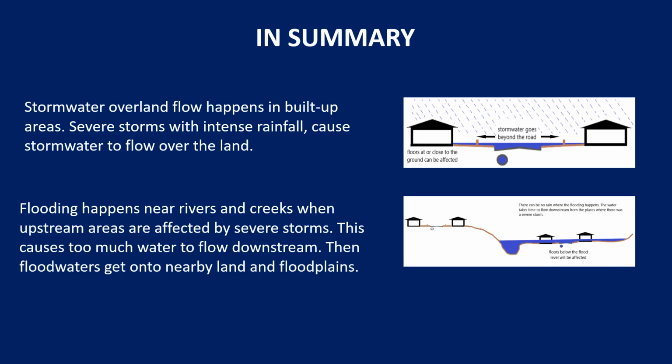So, in summary, what does all this mean? Stormwater overland flow happens in our built-up areas, comes as a consequence of intense rainfall, commonly associated with thunderstorms, causing stormwater to flow overland. Whilst flooding happens to rivers and creeks, because the amount of stormwater can't be contained within them, they break their banks, causing flooding onto nearby land and floodplains.